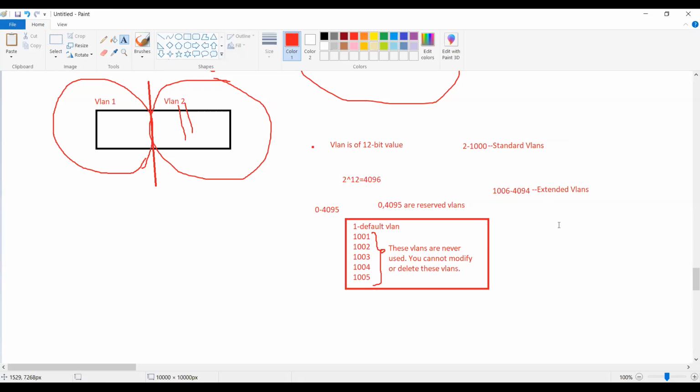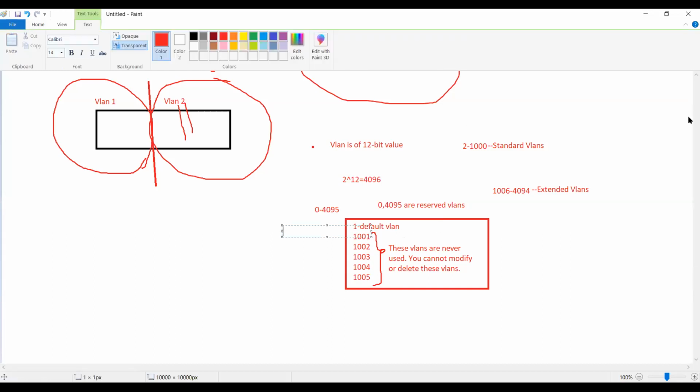Now, by default, all the ports on the switch are members of VLAN 1. And also we have these other VLANs, but these VLANs don't have any ports assigned to them. So by default, a switch has how many VLANs in total? 6. Correct. Five would be reserved VLANs, and this one is the default VLAN, which is also there.